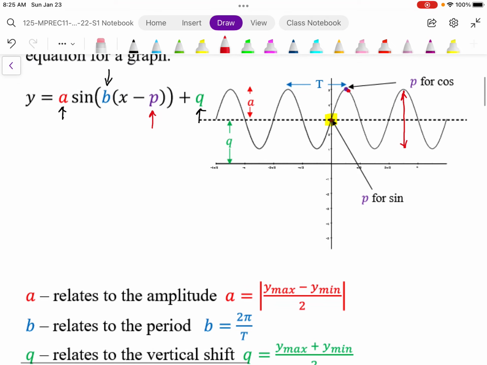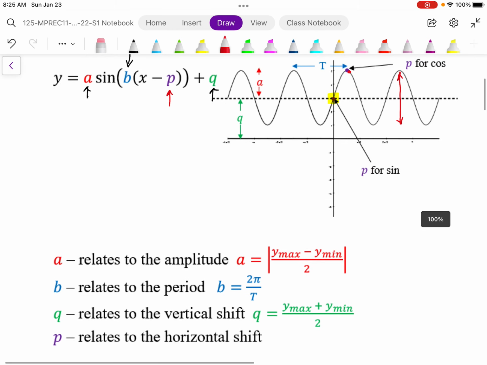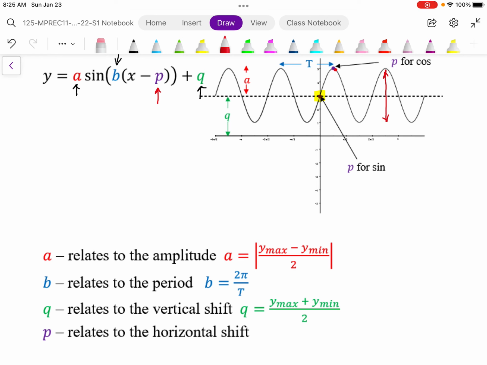The b value relates to the period. So if we find the period, we find the horizontal compression factor by taking 2 pi and dividing by T.